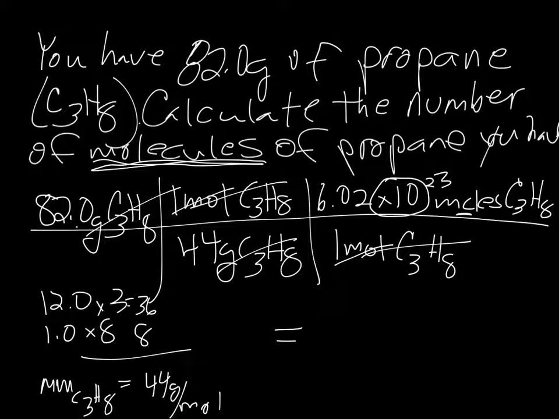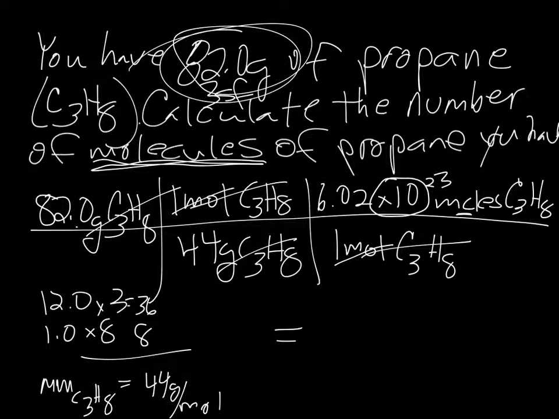When you multiply that out, we want to report it to the correct sig figs. Right here I have my known quantity. That's 3 sig figs. So I want to report my answer to 3 sig figs. And when I do that, it's 1.12 times 10 to the 24th molecules of propane.